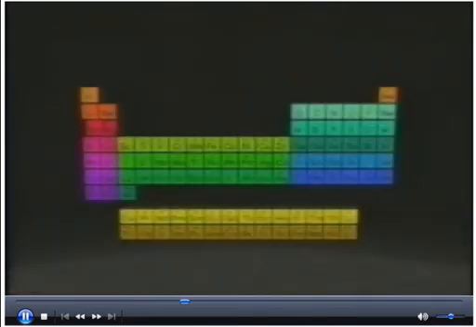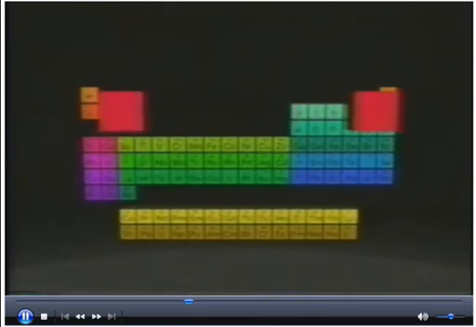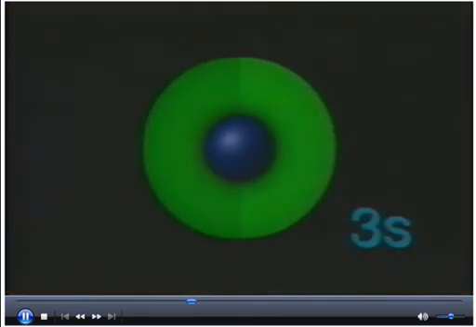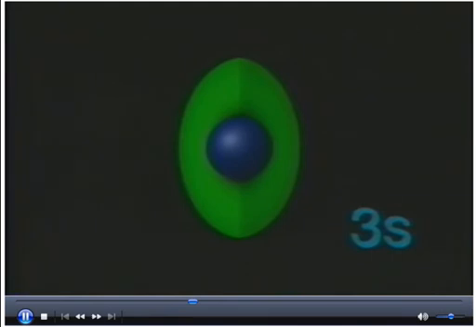Sodium and magnesium, the next 2 elements, have their chemically significant valence electrons in the 3s orbital. Like other s orbitals, the 3s orbital is spherical in shape. It is bigger than the 1s and the 2s orbitals and has 2 nodal spheres. The probability of finding an electron in this orbital depends only on the distance from the nucleus, not the direction.